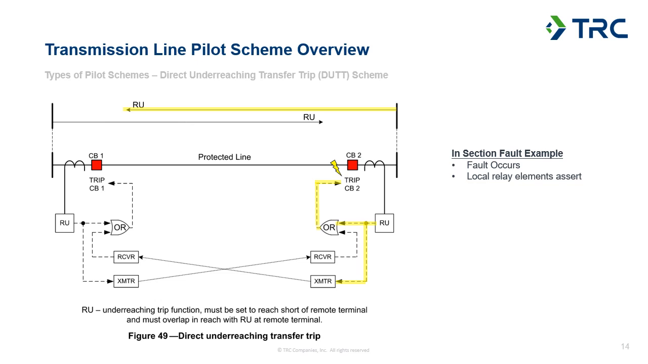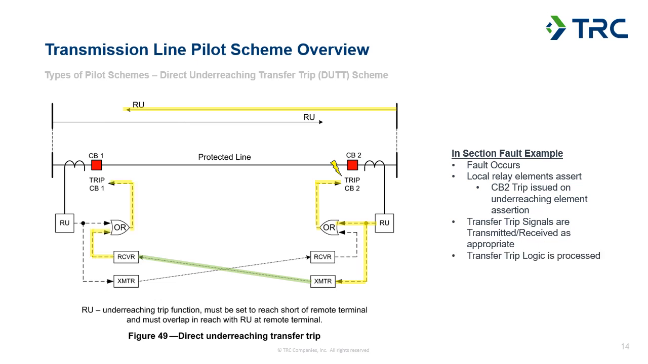You can see that the underreaching element, the element at terminal 1, is not asserting because the fault is occurring beyond the reach of that element, because it doesn't cover the entirety of the line. So there's really no fault detection going on at terminal 1. So terminal 2 transmits the transfer trip signal, the underreaching transfer trip signal, to terminal 1. And because the receiver there isn't doing any kind of local conditioning with that signal, it just goes right through the OR gate, and that asserts to trip circuit breaker 1.